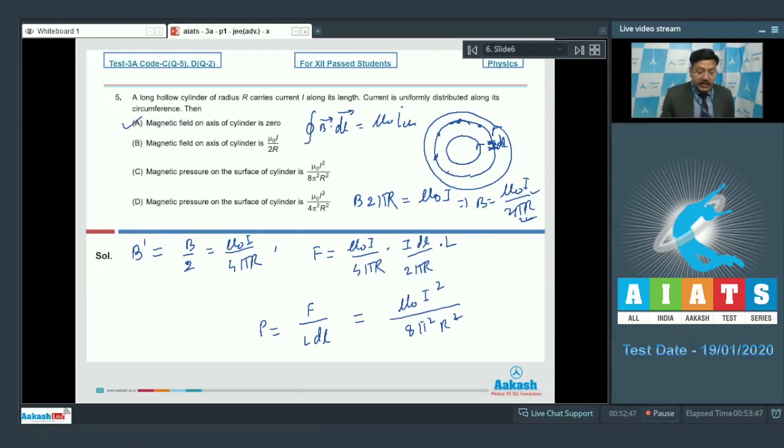Now if I look at the expressions in C and D, this is matching with option C. So option C is correct, and option D we can take as incorrect. So for question 5, options A and C are correct. Let's go on to the next question now.